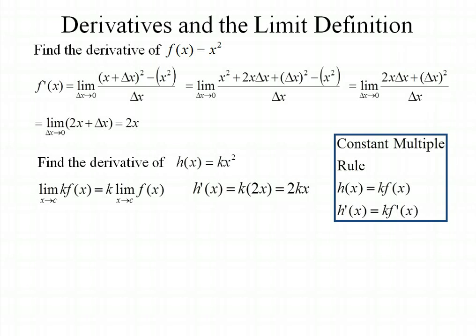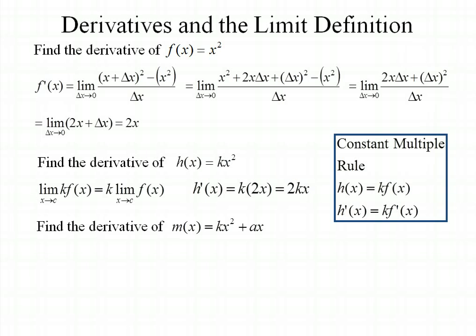For any function, let's say h of x equal to k times the function f of x, your derivative is going to be k times the derivative of the function f. Pretty easy to do. So a constant multiple really doesn't affect your answer too much.